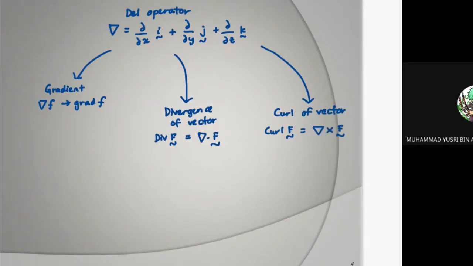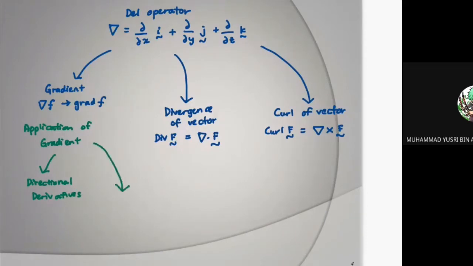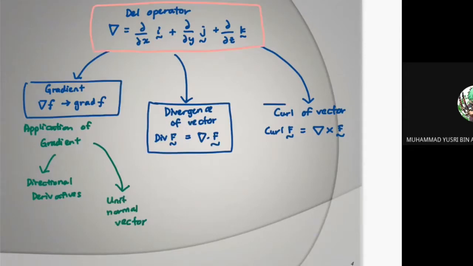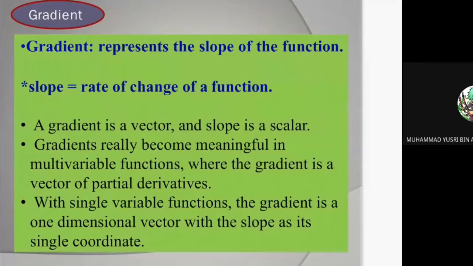So under gradient, you have the application of gradient. You can find the directional derivative and the unit normal vector. You can use the gradient of f to find the directional derivative and the unit normal vector. So this is what we will learn today. Okay, so now let's start with the gradient. So gradient represents the slope of the function, and you know that slope is the rate of change of the function. So a gradient is a vector and a slope is a scalar.